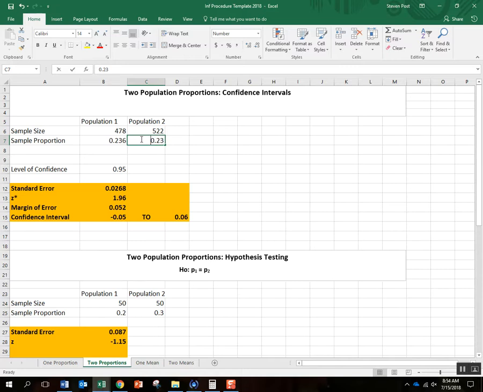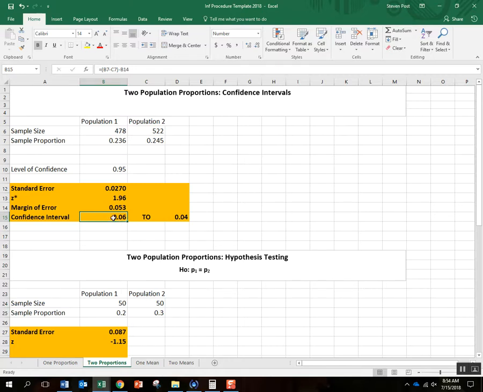0.236, 0.245. One of the few mistakes you can make in using this template here is mixing the proportions and the sample sizes. So make sure you know which group goes with what. Population 1 is our men, and the sample size was 478 men, and 23.6% of them were in excellent health. And what do we get for our confidence interval? Negative 0.06 to 0.04.